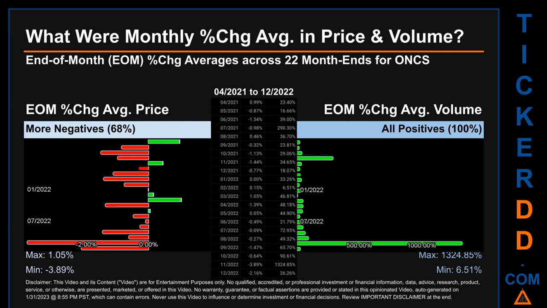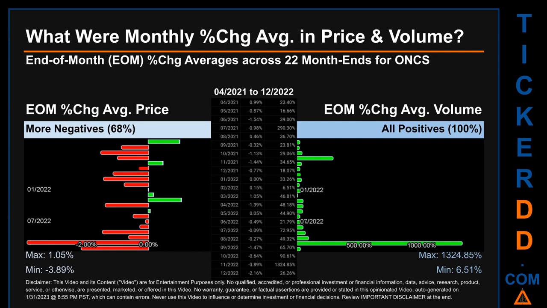What were end-of-month percentage change averages in price and volume for ONCS? The monthly average of percentage change in price and in volume were calculated for each of the 22 month ends. That calculation took daily percentage changes and averaged them for each given month. If a month end came out negative, then it means that the month summarily saw a negative change.